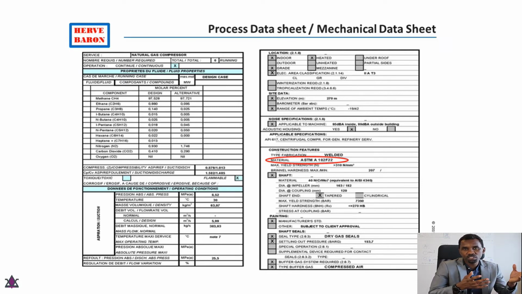So, as described in the previous slide, where we talk about process being the functionality and detail, the mechanical has to do with design and construction information.